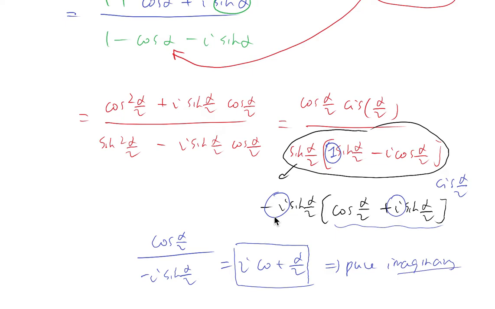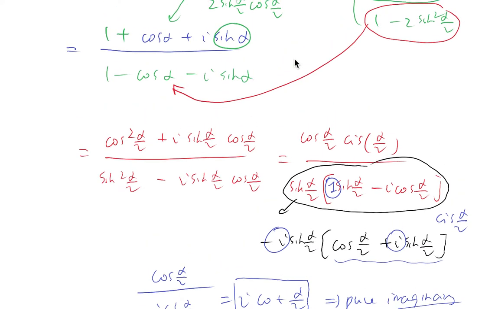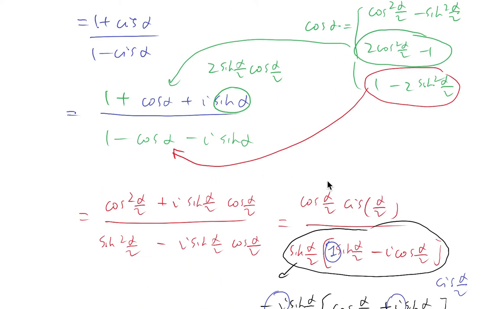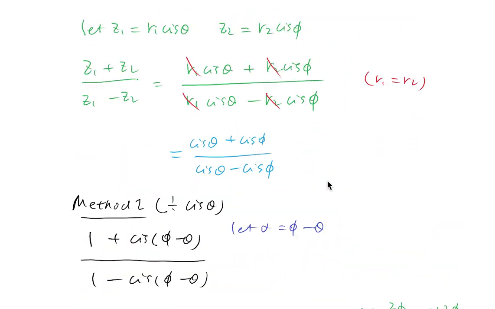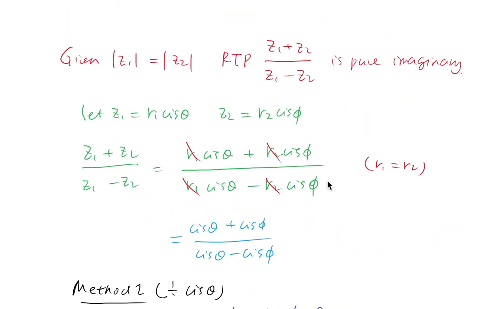Okay, it is pure imaginary. Yeah, so this is just one way to do it. If you don't remember any addition formulas and you just remember your double angle formula, you can convert everything into double angle formula and then do it properly. However, if you remember the trig addition formulas, you can just expand this cis theta plus phi over cis theta minus phi. Okay, let's just do it using method 2.